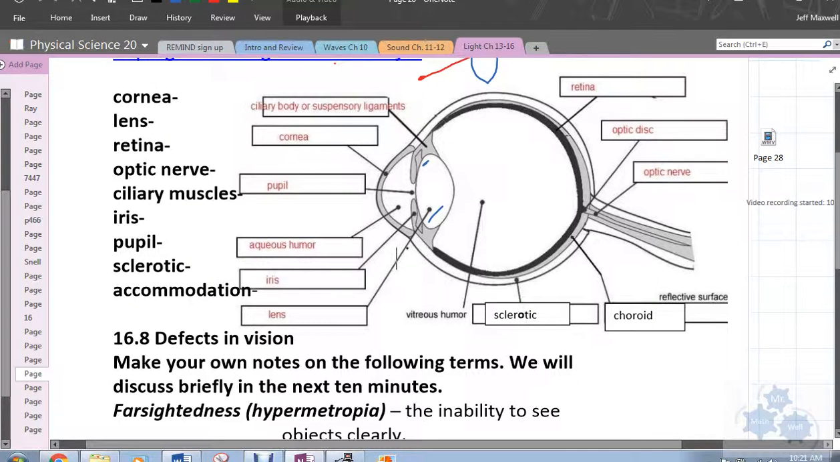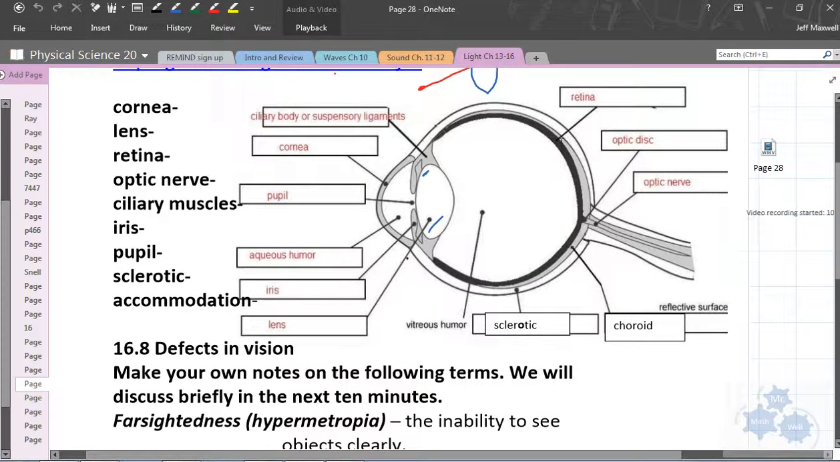So back here, let's talk about this. Where the light falls and it starts to be processed, what you see is on the retina. R-E-T-I-N-A, retina. Now there are parts behind the retina that we should know about, and the choroid is right behind the retina, and another layer beyond that is called the sclerotic. S-C-L-E-R-O-T-I-C, sclerotic.